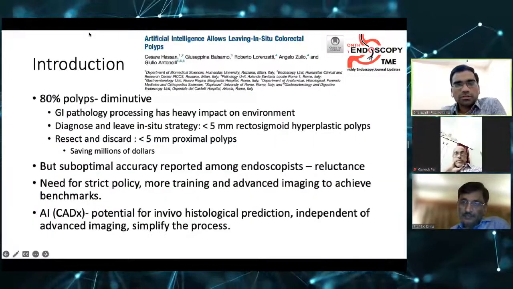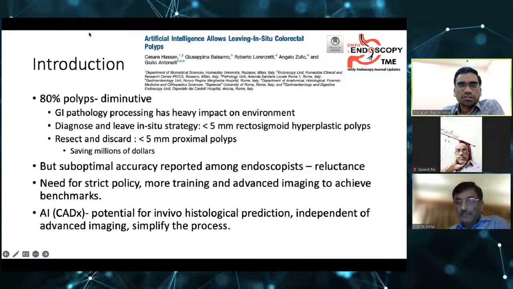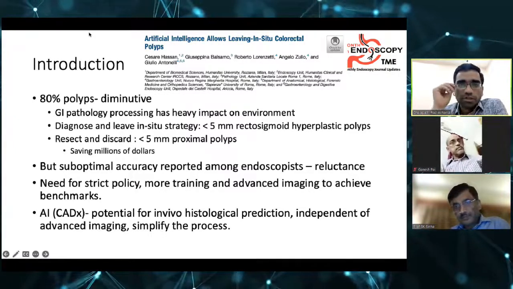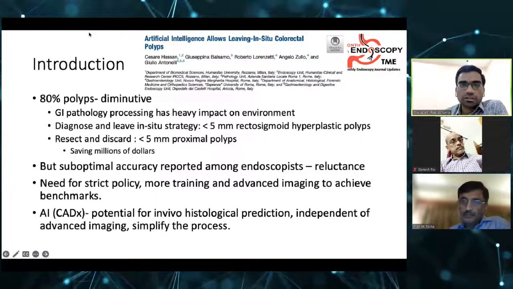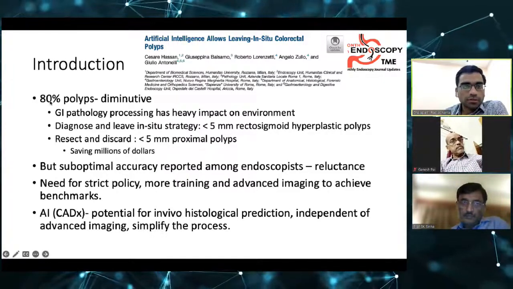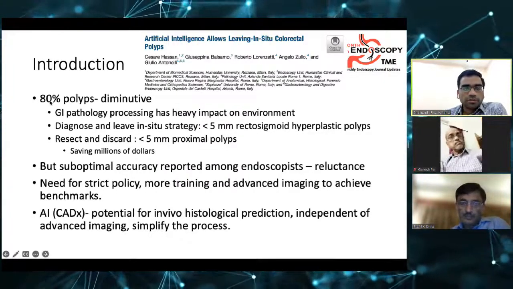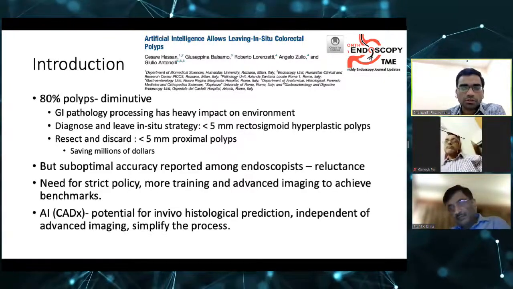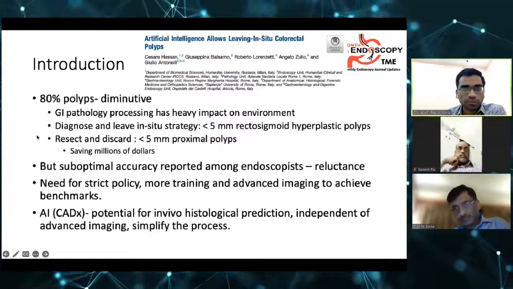So the second is on colonoscopy. This article is published in CGH this month. It is titled Artificial Intelligence Allows Leaving in Situ Colorectal Polyps. So we know that 80% of polyps are diminutive while we are doing a routine screening colonoscopy, and we subject the majority of them to polypectomy.